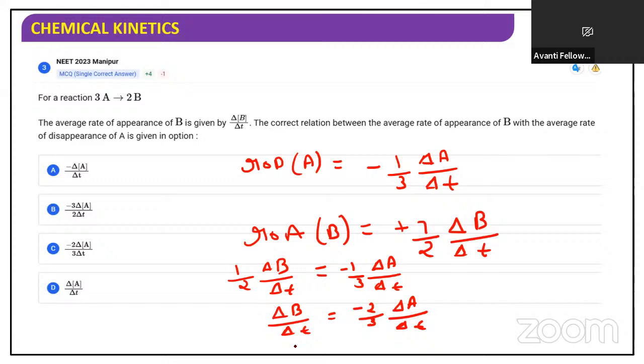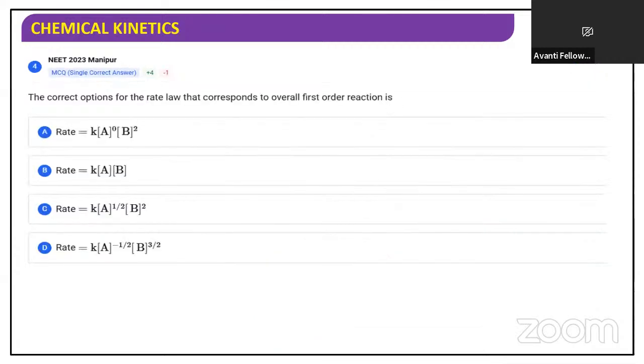ठीक है? So this is del A by del T, which comes out to be minus 2 by 3 of del A by dt. So which option is correct, beta? Yes, C, C, C. वेरी गुड. तो सबने ही सही बोला है, तो इट्स अ ग्रेट बेटा. ठीक है, सबने सही आंसर बोला है. वेरी गुड. सो सी इज द एब्सोल्युटली करेक्ट आंसर. ठीक है, तो सी हमारा क्या हो गया है यहाँ पे? करेक्ट आंसर हो गया. गुड बेटा.